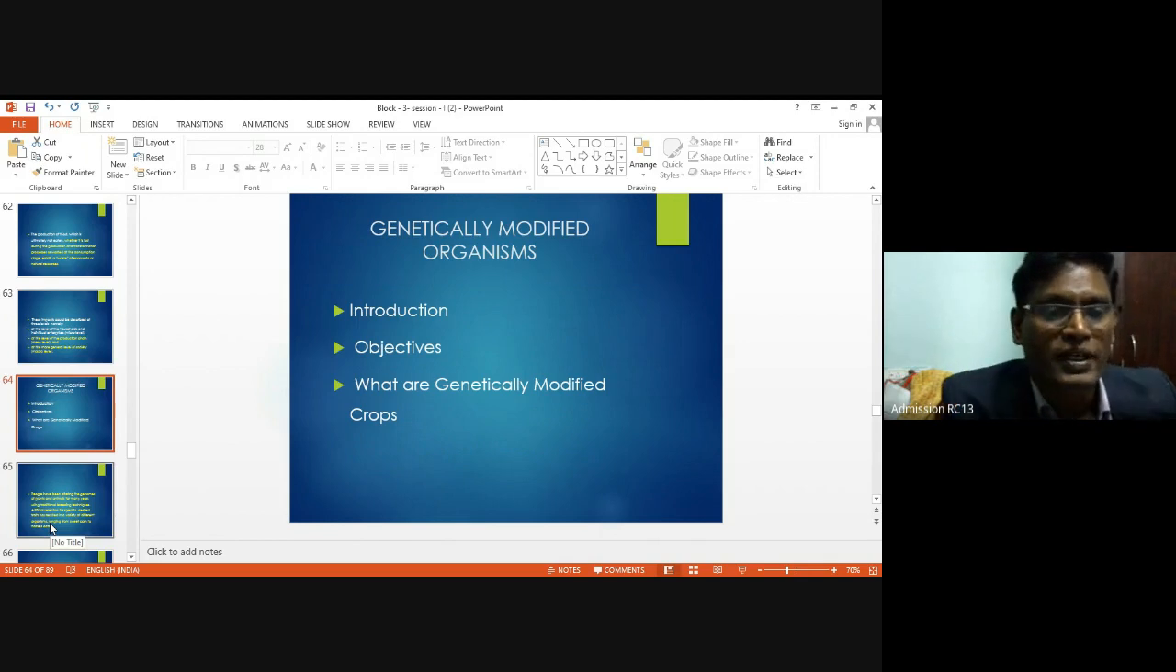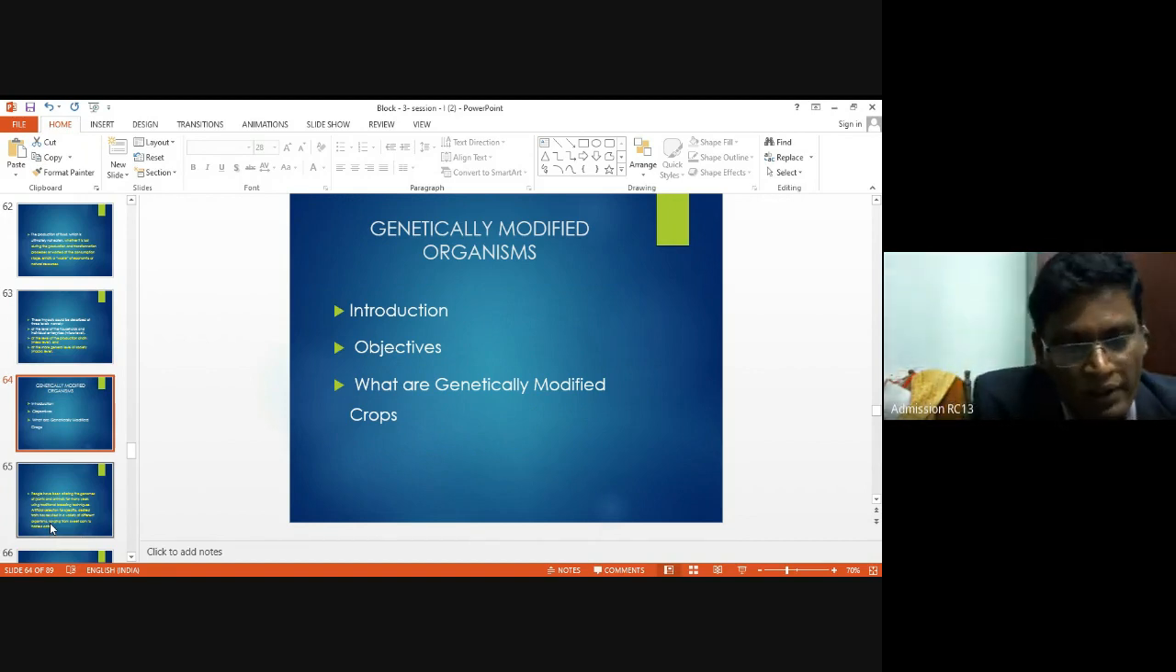Then we come to the unit on genetically modified organisms. So why are genetically modified organisms required? Let me cover this under the introduction and objective. What is the objective of genetically modified organisms? What genetically modified crops are there? Why is it required? We are putting effort into producing more food, to increase our crop yield, that ultimately fulfills our demand for food and nutrition to supply a large population.